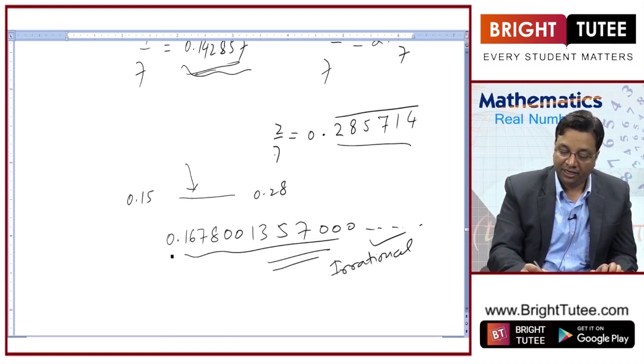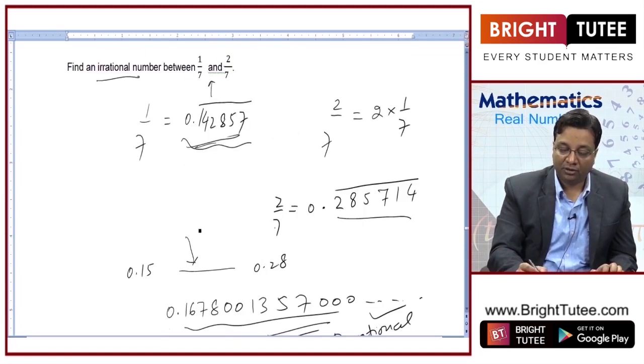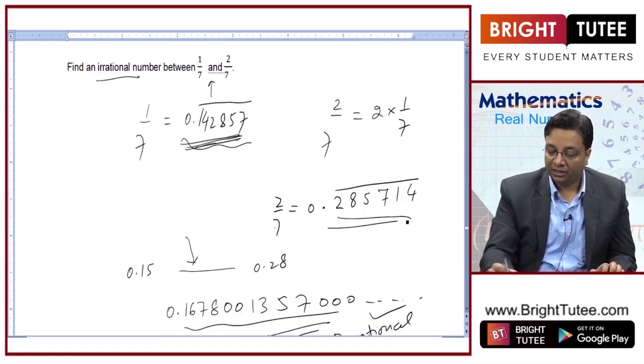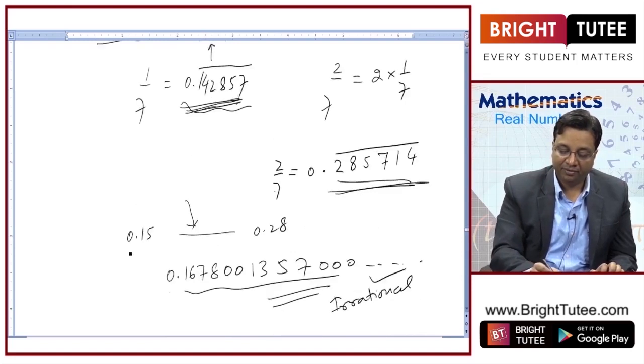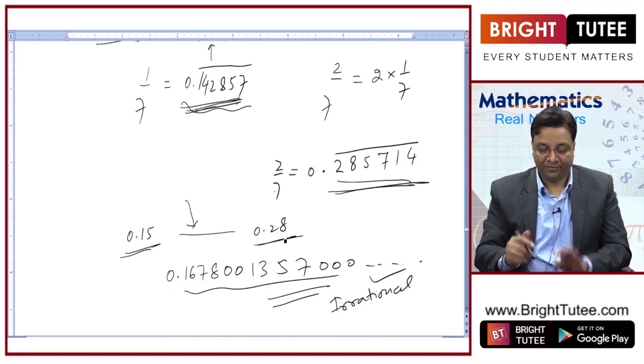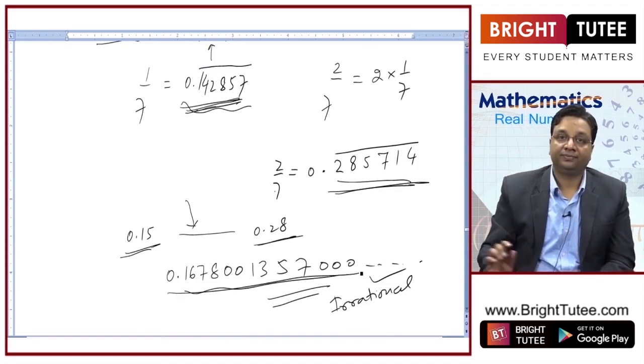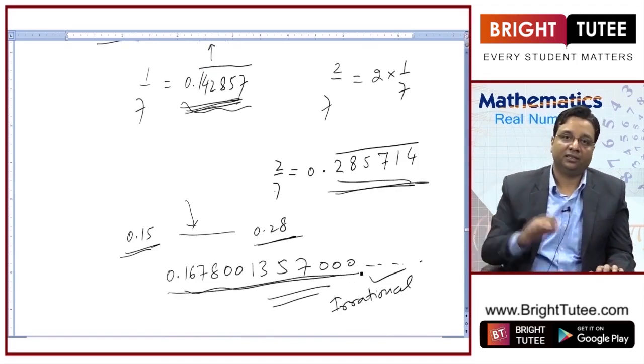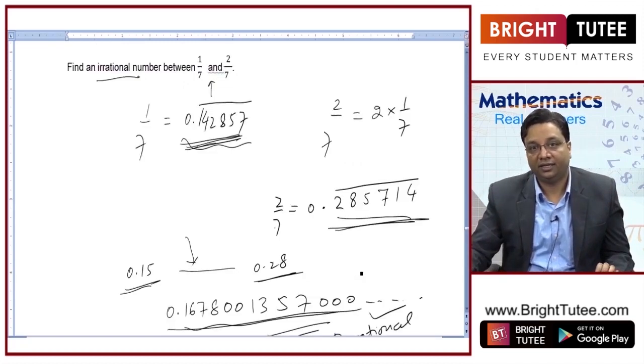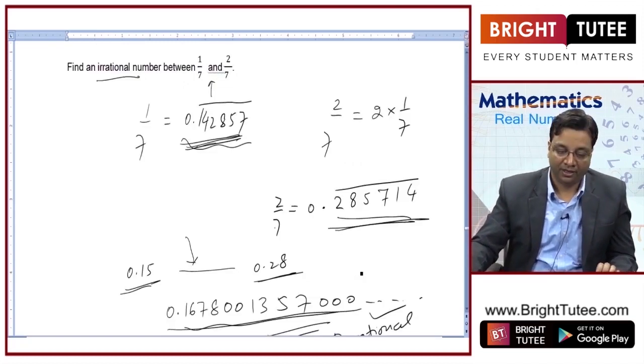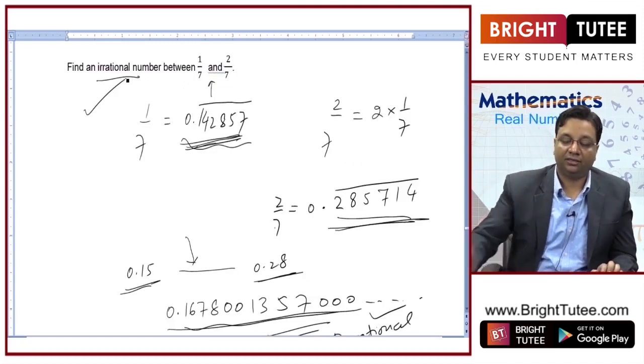Okay, why did I write 0.16? I got the idea from these two that this number will be between 0.15 and 0.28 roughly. So I wrote this number. Okay, you can write any other number also because we have infinite irrational numbers between these two numbers. So this is an irrational number between these two.